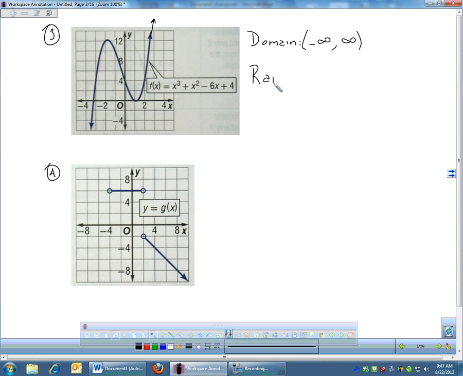And range is going to do the same thing. If I drag a horizontal line up, I'll look down. My graph is forever going down, which means if I go down to -10, -40, -2 trillion, I'm going to touch my graph. So this thing starts at -infinity on the y-axis. As I move my way up, if I'm thinking horizontal lines, as I keep moving those up, I'm always touching my graph up to infinity. So this one, domain and range, is all real numbers.